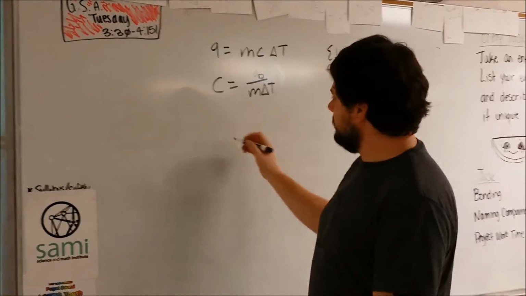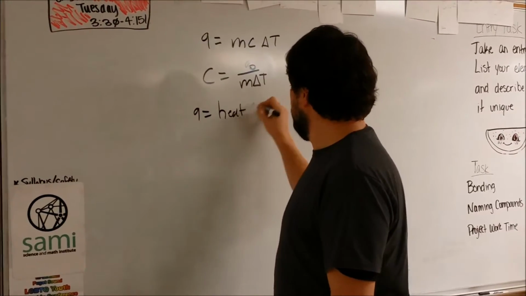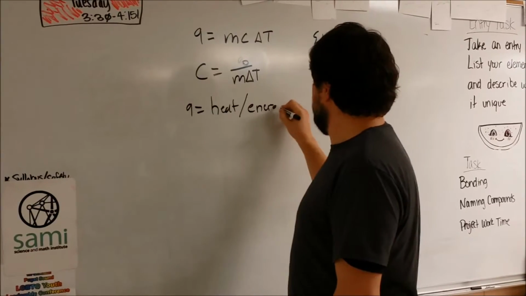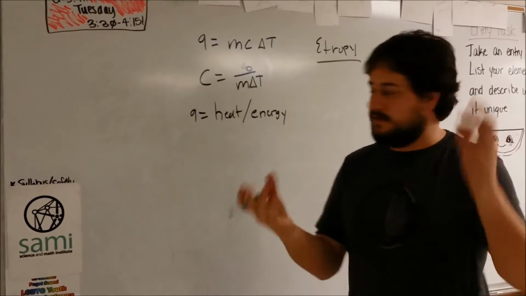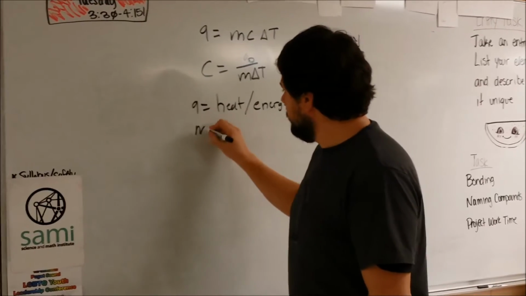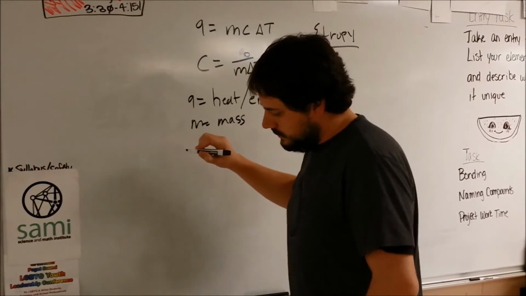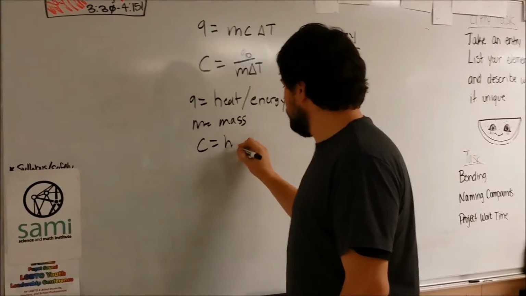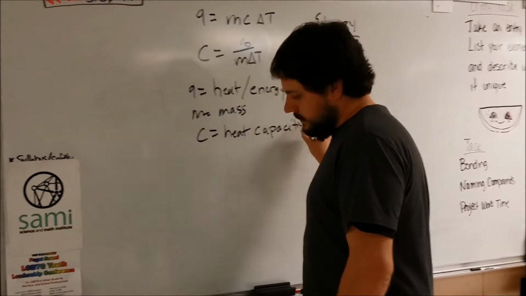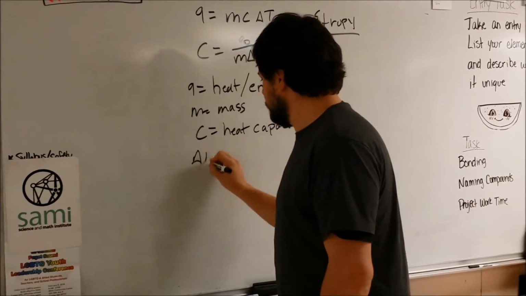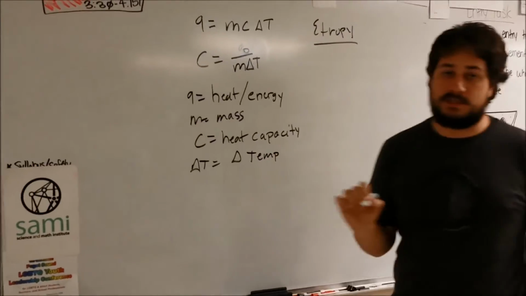So what you need to know about these things: Q is the heat, which you can think about as energy. They're the same in a general sense. Heat is the amount of energy in a thing. m is the mass. C is the heat capacity. And of course, delta T is the change in temperature.